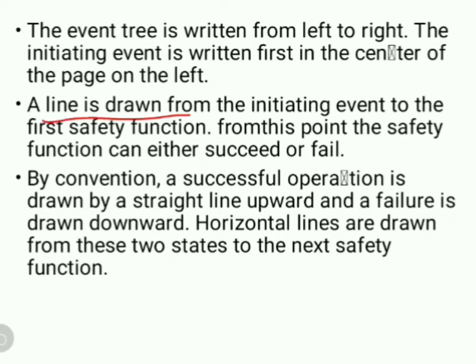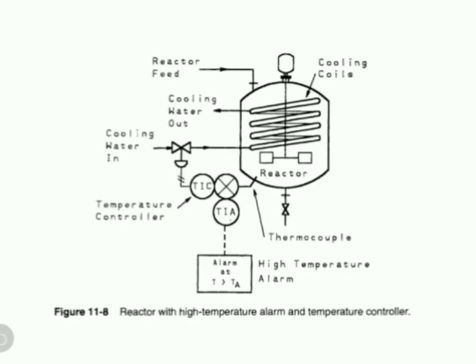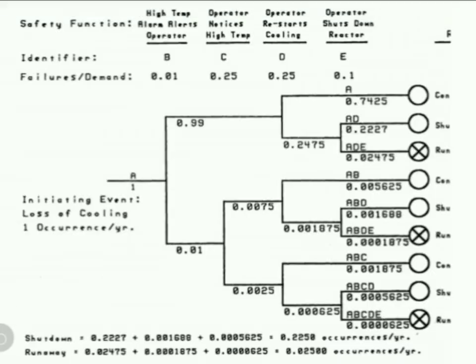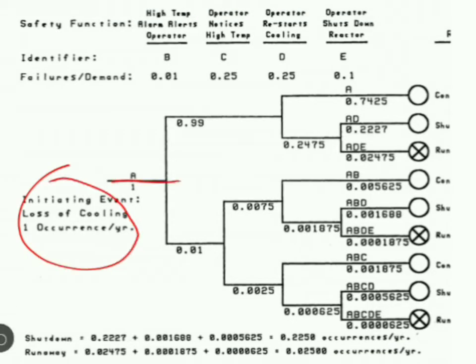A line is drawn from the initiating safety event to the first safety function. Now we can see here the initiating event is there, so we have to draw the first line. Now the first line: what is the first initiating event? That is a loss of cooling. Then how can it take place? Loss of coolant. So first we write the initiating event, then the first safety function, then the second, then the last. Okay, that is how we can draw it.